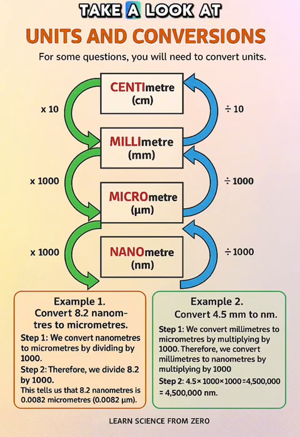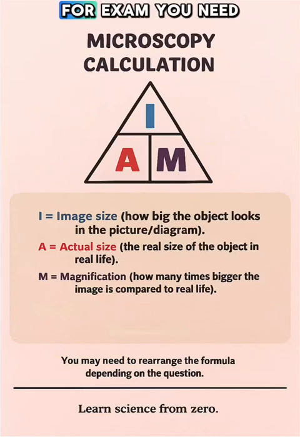Example 2. Convert 4.5 millimeters to nanometers. What should we do? Take a look at the flowchart. We convert millimeters to micrometers first by multiplying by 1,000, and then to get to nanometers, we multiply by 1,000 again. So, the final thing is 4.5 times 1,000 times another 1,000 equals 4,500,000 nanometers.